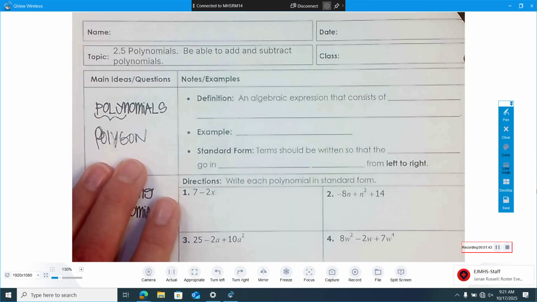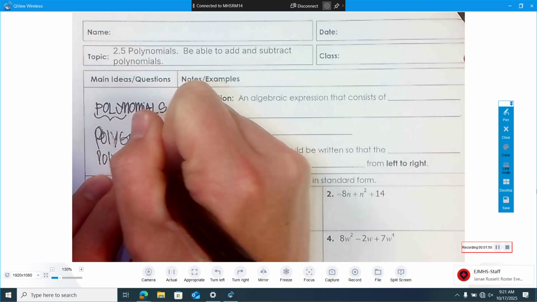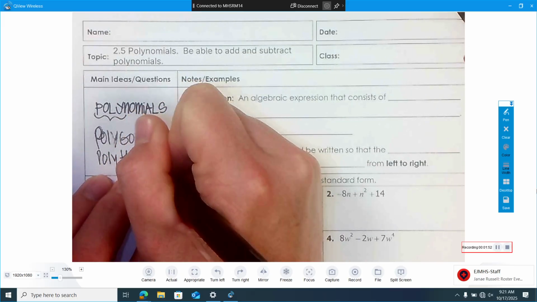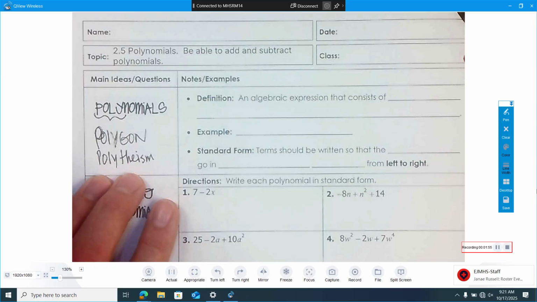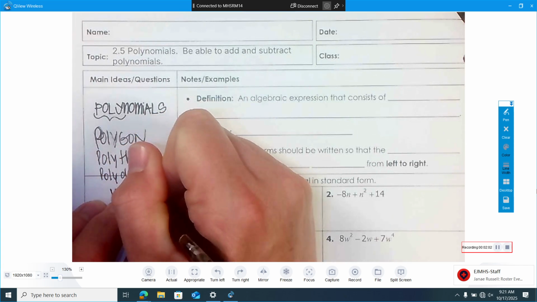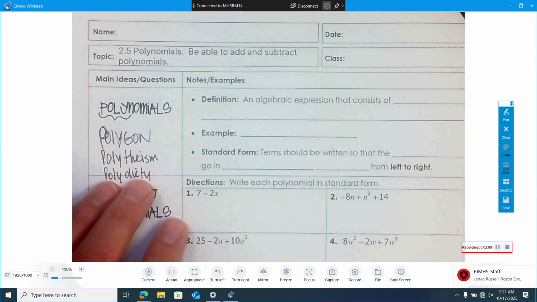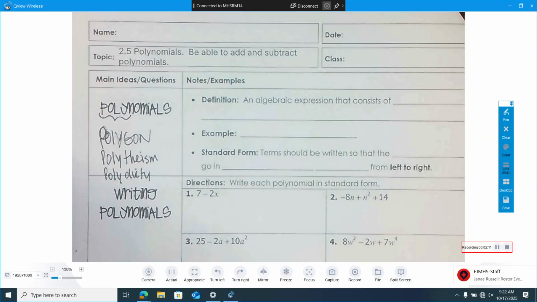Polygons are shapes, right? Flat shapes. Have you heard about polytheism? Polyester. Polytheism. Have you heard that? What about polydeity? Have you heard that? No? Okay. So polytheism is many religions. That's what that means. And polydeities means many gods.